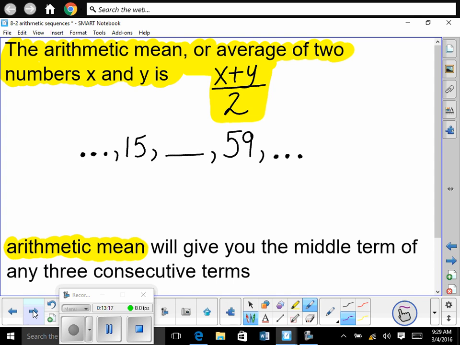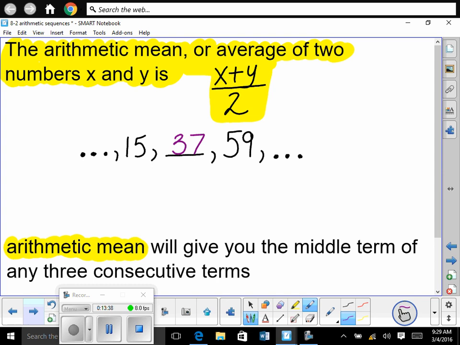You could do 59 plus 15. That's adding up how many units total, which is 74. We want to know what's the halfway mark, because wouldn't that be halfway, added evenly? So divide that by 2. So that's why it's x plus y divided by 2. What do you get? 37, right? Which makes sense.